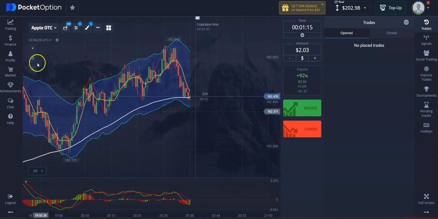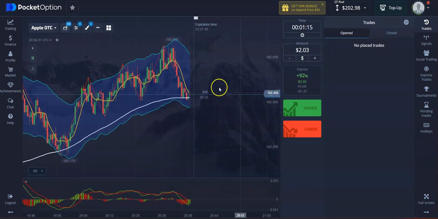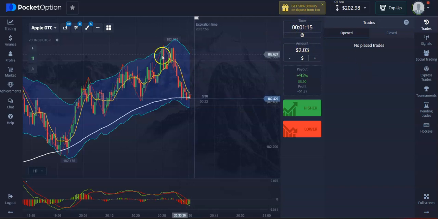So currently I'm looking at Apple, 30 seconds per candle. Trades are going to be 1 minute and 15 seconds. And for this trade that I'm going to do right now, I'm going to use 2.3 cents per trade.